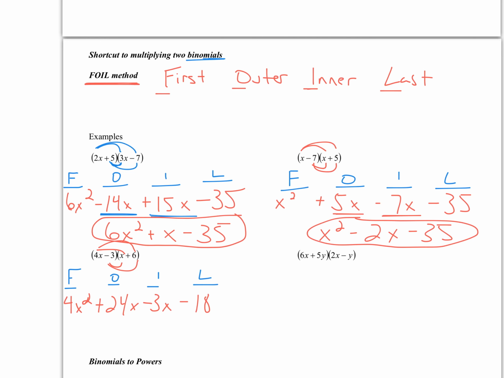Again, these middle two terms combine. It's pretty common when you multiply binomials. Not always, but it's pretty common that the middle ones combine. So 4x squared plus 21x minus 18.